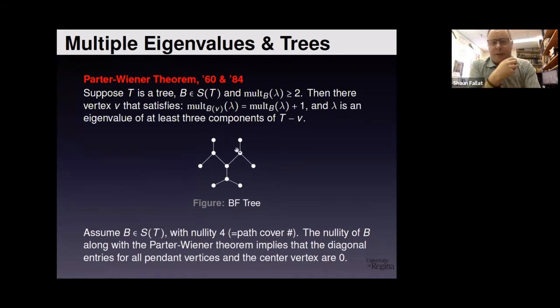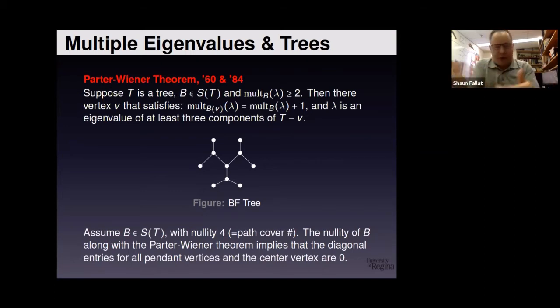But now let me take this tree here and give you an application. Imagine we hold in our hand a matrix B and the nullity of the matrix B happens to be 4. And it turns out that such a matrix exists. This is not fantasy. So the question becomes, what can I learn from this? Well, using this Wiener theorem here, I have an eigenvalue 0 with multiplicity 4, so it's multiple. So there must be a vertex for which, when I remove that vertex, the multiplicity of 0 goes up by 1. It turns out that the 3 vertices of degree 3, excluding the center, all have this property of the Wiener theorem, in fact.